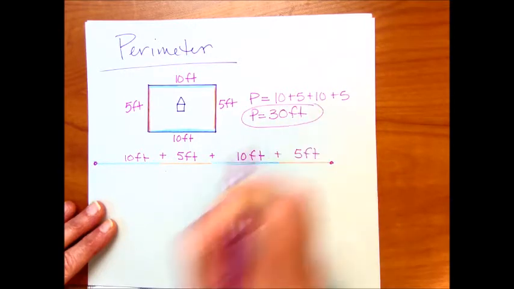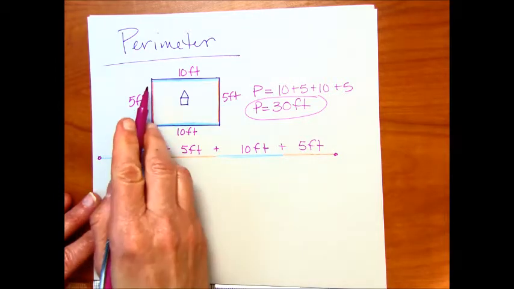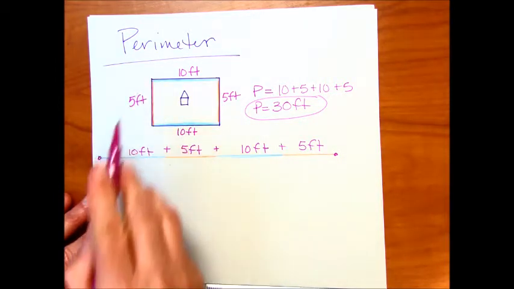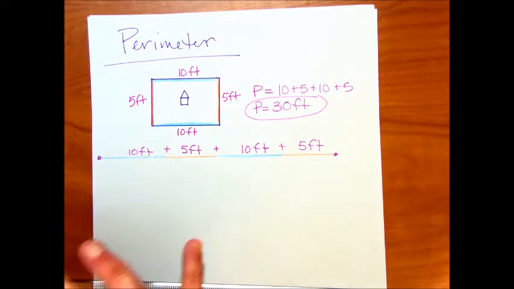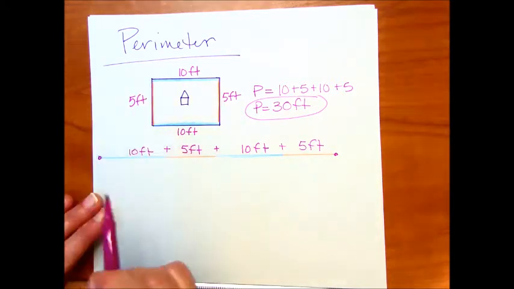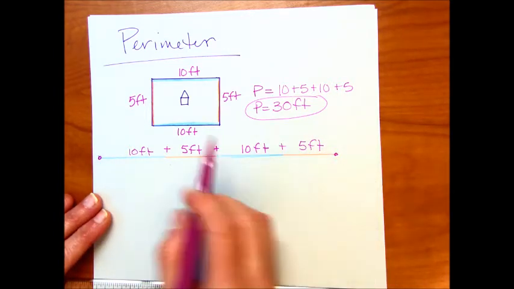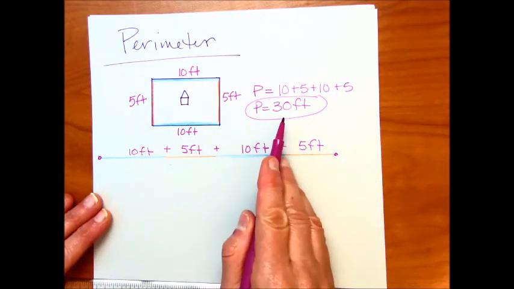30 feet. And if you just think of it as what is the total distance around, we're not doing any multiplication, we're just adding the individual pieces together to get our total amount, which is our perimeter. So the sum of these sides is the perimeter.